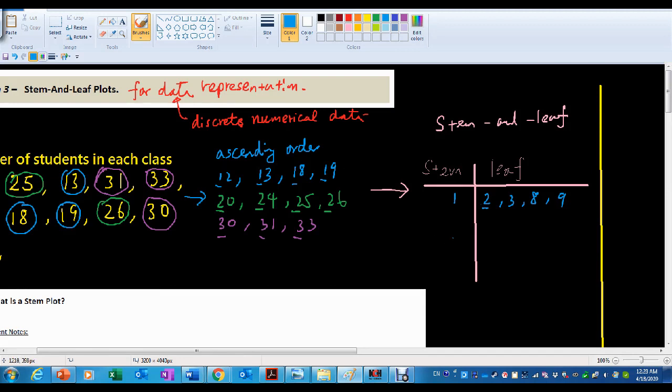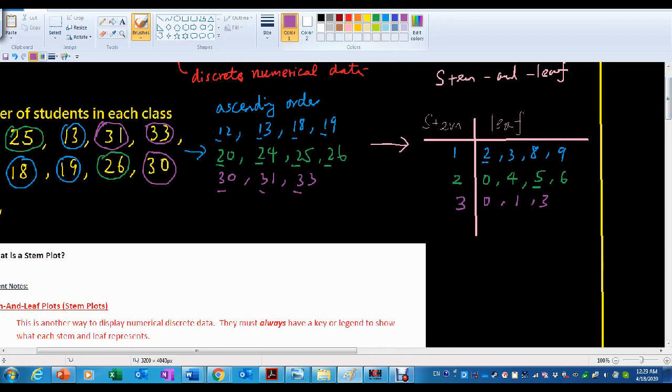That's the first group, and how could we write the second group? It should start with 2, and then you just write 0, 4, 5, 6. Again, this is not 5, this is actually representing 25. And the last row should be 3, 0, 1, 3. So that's what we call a stem and leaf diagram.